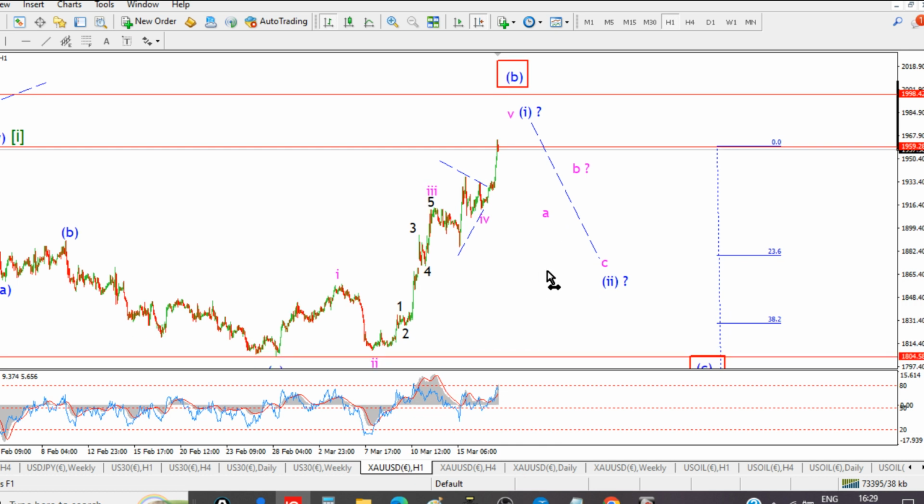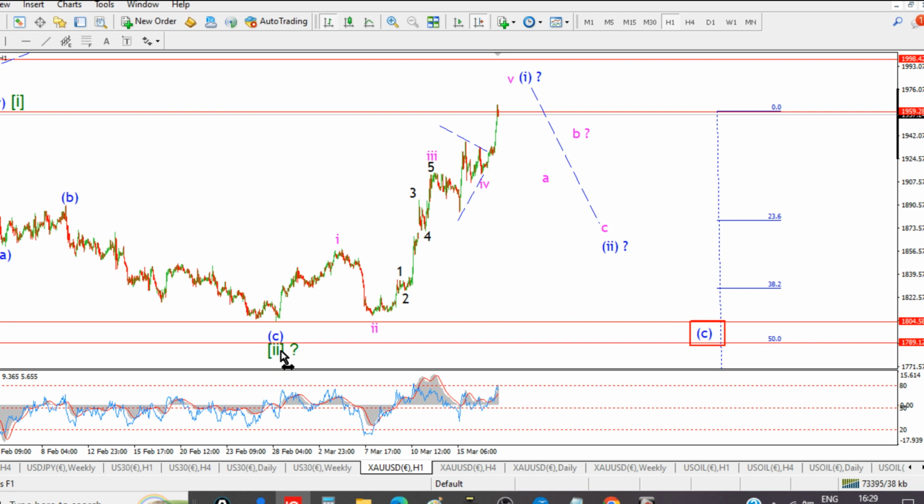Okay, here's the hourly count. The previous operating wave count is now switched to the alternate count. So let's see. We've got wave 1 possibly complete this morning. We'll see how that goes again. It's again one step after another.